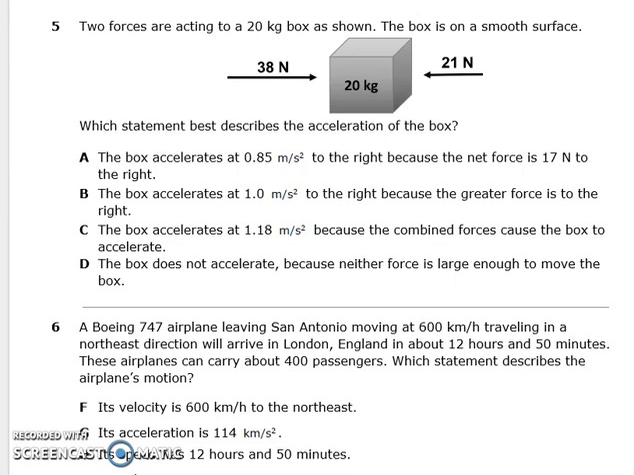C. The box accelerates at 1.18 meters per second squared because the combined forces cause the box to accelerate. D. The box does not accelerate because neither force is large enough to move the box.